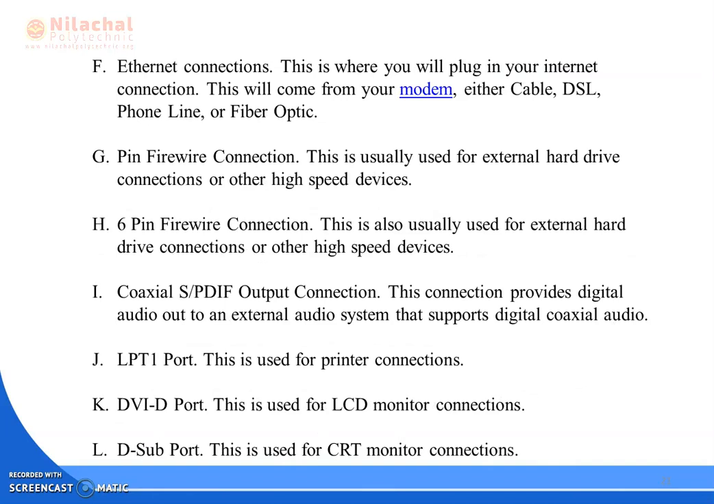Next we have the Ethernet connector. This is where we plug in the internet connection, that is the Ethernet cable, DSL phone lines, fiber optics, or modem cables. So this is known as the Ethernet connection. Next we have the 4-pin FireWire connection. This is usually used for external hard drive connections and other high-speed devices. Next we have the 6-pin FireWire connection. This is also used for external hard drives or other high-speed devices.